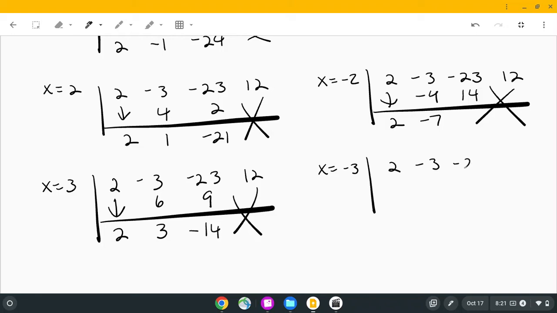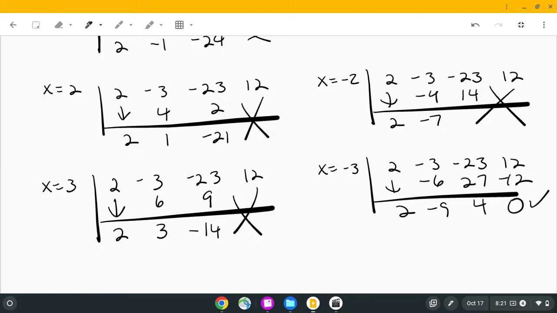2, -3, -23, 12. Bring down the 2. We get -6, -9, 27. What is that? 27. So that's 4. Oh, we got one. All right, so yay, happy 0. So x equals -3. We found a 0.